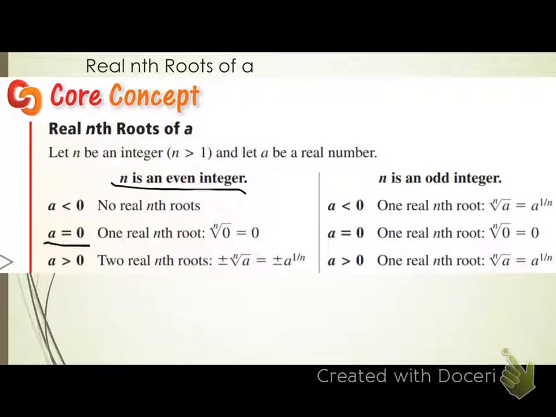If my a value is 0, then I only have one real nth root. Because if I take any root of 0, I'm just going to get that one number 0 back. Any root of 0 is just going to be 0. So I just have one real nth root.